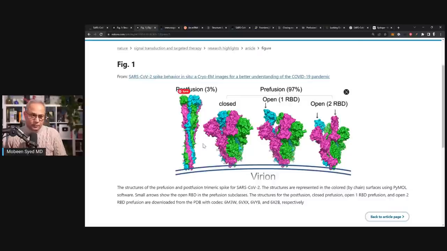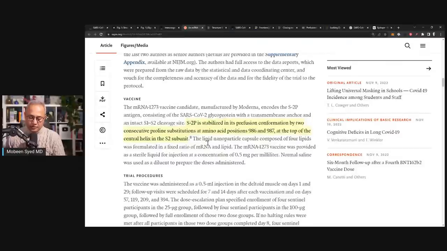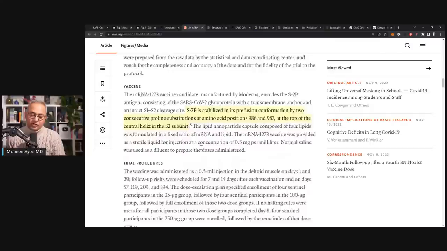Okay, so I hope this is clear, that we can have the spike protein in the open or closed state. However, in the case of vaccines, these are locked in the 2P state. So here, if you see, the mRNA-1273, that is the Moderna candidate manufactured by Moderna, encodes the S-2P antigen. And what is that change? S-2P is stabilized in its pre-fusion conformation by two consecutive proline substitutions at amino acid positions 986 and 987 at the top of the central helix in the S2 subunit.